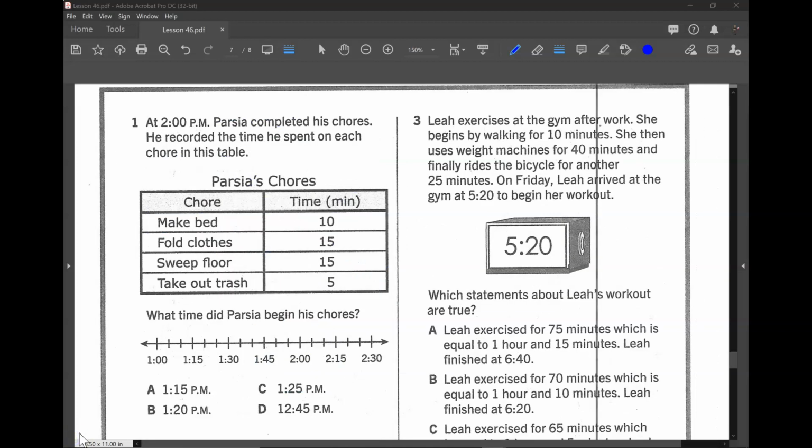All right, next page. At 2 p.m., Parsa completed his chores. He recorded the time he spent on each chore in this table. What time did Parsa begin his chores? So we want to know what time he started.